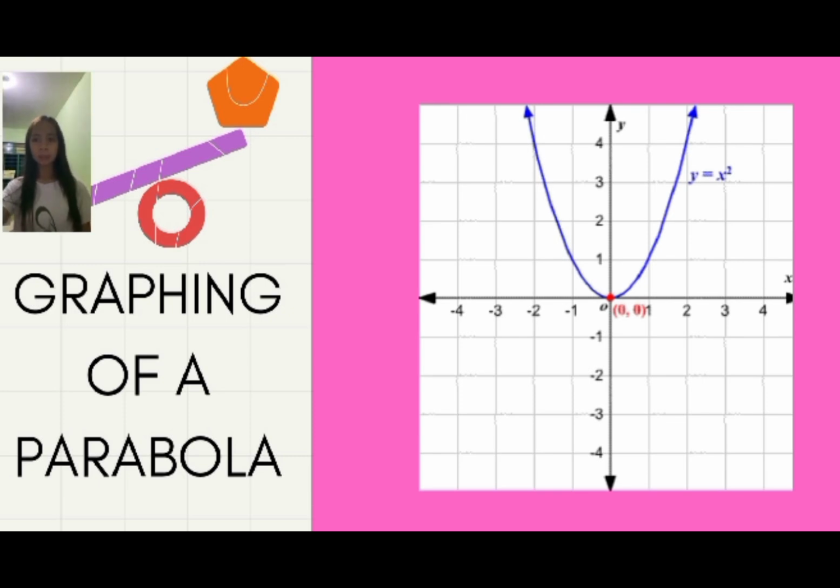Finally, let's talk about graphing a parabola symmetrical about its axis. In this example, the graph of y equals x squared shows a parabola that opens upward with vertex at 0, 0.